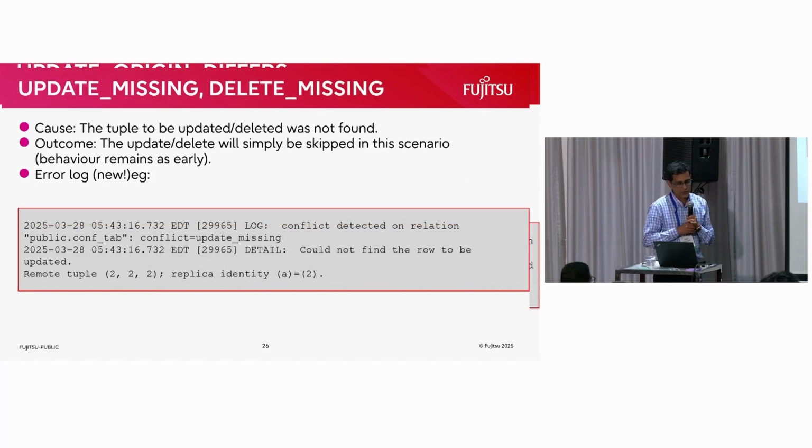Similarly, there's something called update missing and delete missing. That's when you have an update or a delete operation on a row that does not exist on the subscriber. Earlier it was silently skipped, but now it's skipped, but not silently. There's a log that describes that such a conflict has occurred.